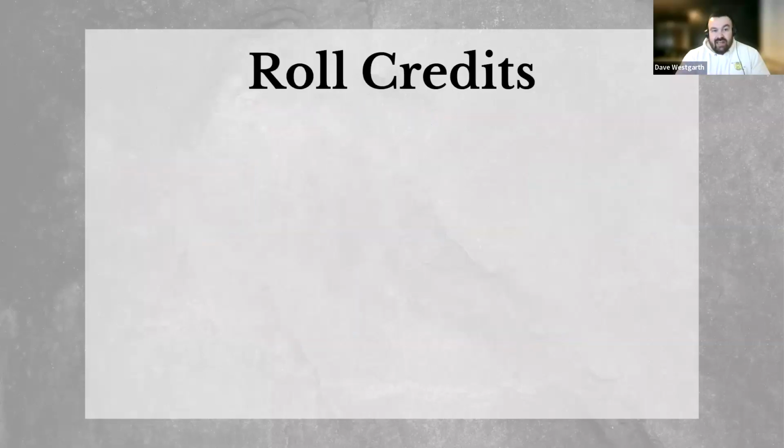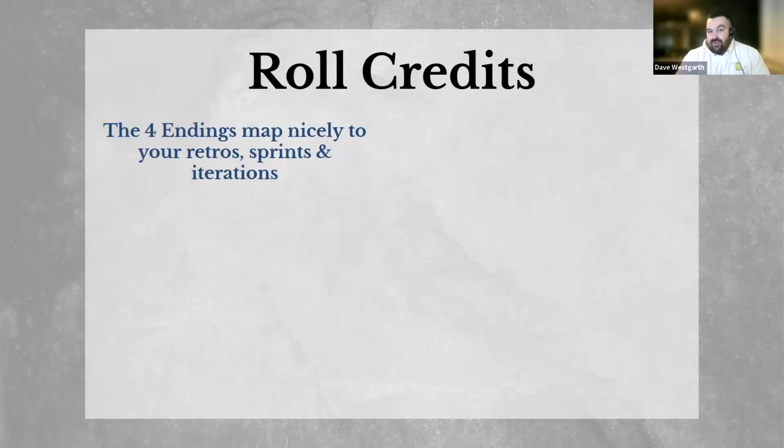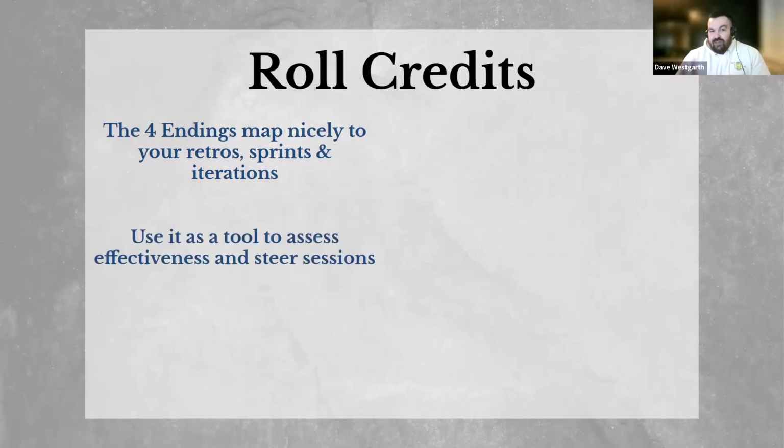Okay, and we're right at the end now. So a few things I want to sort of press on, or a few callbacks I want to call out as the final takeaways. The 4 endings we've talked about map really nicely to your retrospective sprints and iterations. Use it as a tool to assess effectiveness and try and steer your sessions or your sprints accordingly, depending on either where you have landed or where it looks like you're going to land.